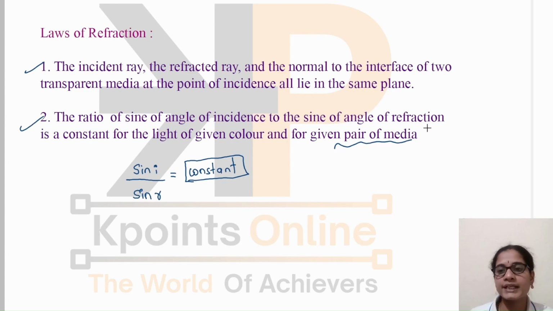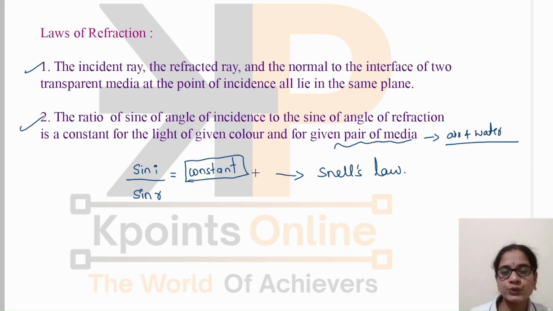If I take the media pair of air and water, the ratio of the sine of the angle of incidence and the sine of the angle of refraction is constant for this pair of media. If I take oil and water, there also it is a constant. Also, this ratio is constant for a given pair of media and for light of a given color, that is, for a particular wavelength. This is also called Snell's law. This second law is also called Snell's law.